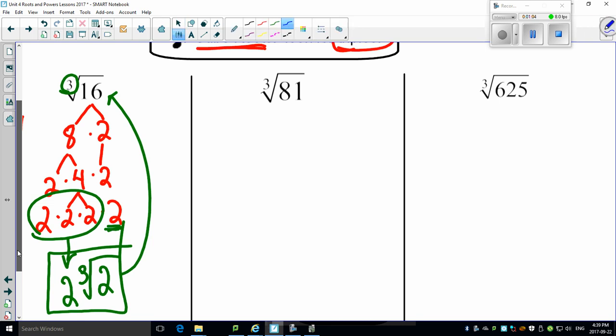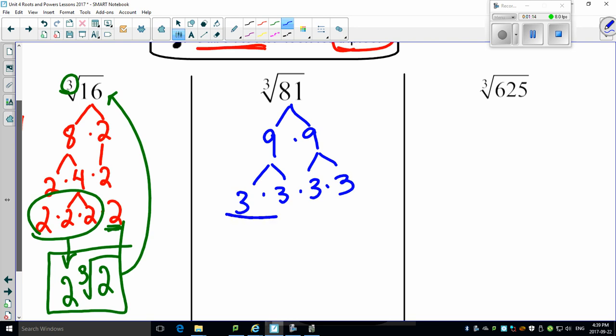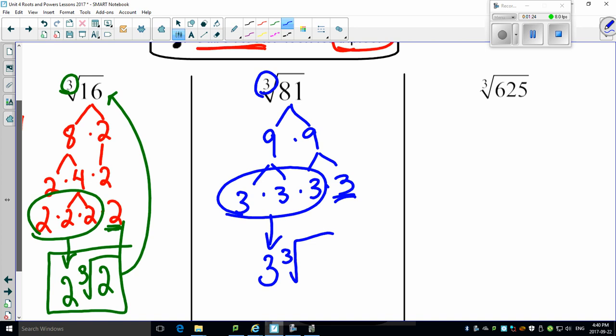Watch again. Look at 81. You know and I know that's 9 times 9. Break it down. 3 times 3, that's 3 times 3. So check it out. Look for triplets. There's a triplet right there, right? There's 3. You know it was originally a cube root. And look what's left. Done.